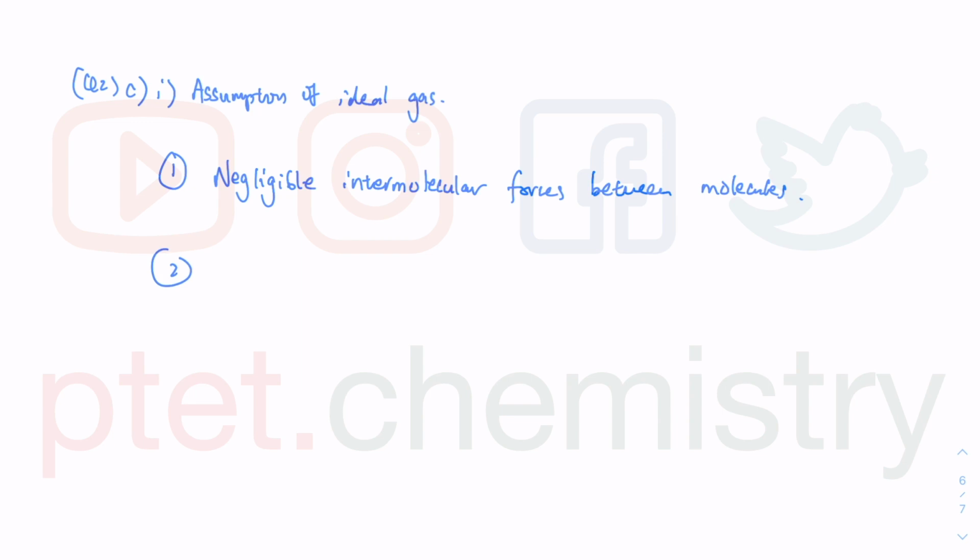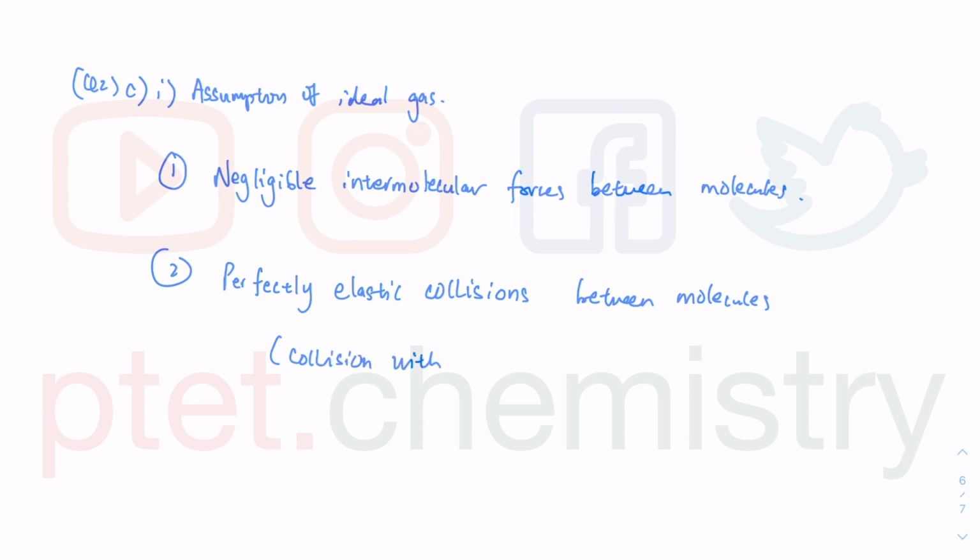In this case, they could ask you 2, they could ask you 3. It's very rare that they ask you all 5 or all 6 of them. First one is negligible intermolecular forces. The other one that I always remember is a perfectly elastic collision between molecules. Meaning, when your molecules collide, there's no loss in energy at all. So there's perfectly elastic collision.